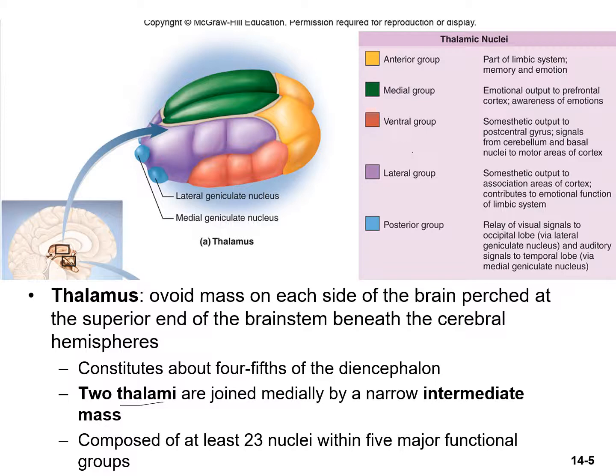So this is a view of your thalami. So we have one in the left hemisphere and one in the right hemisphere, and the location here is basically right below this structure known as the corpus callosum. And then the thalamic nuclei basically show where you have concentrations of neurons that specialize in various functions. So the anterior group, for example, is part of the limbic system, functions in memory and emotion. And we have the medial group, ventral group, lateral group, and posterior group, and those are going to all be associated with unique functions.